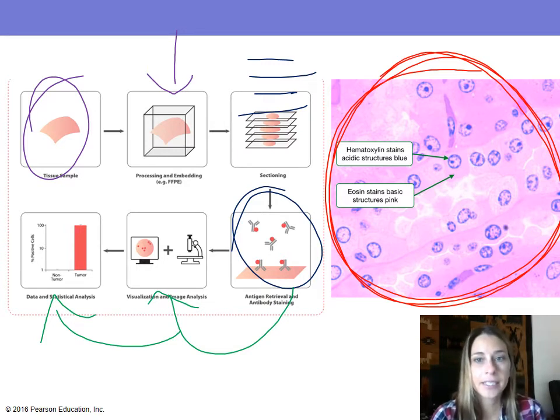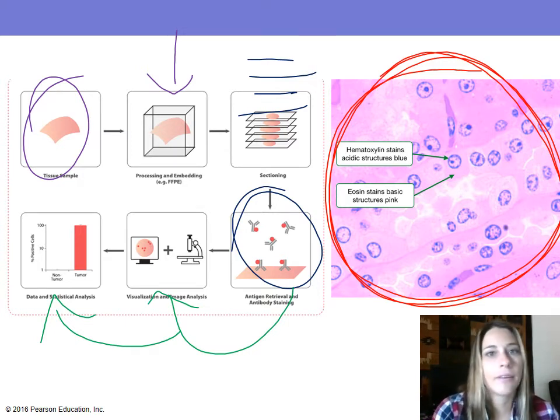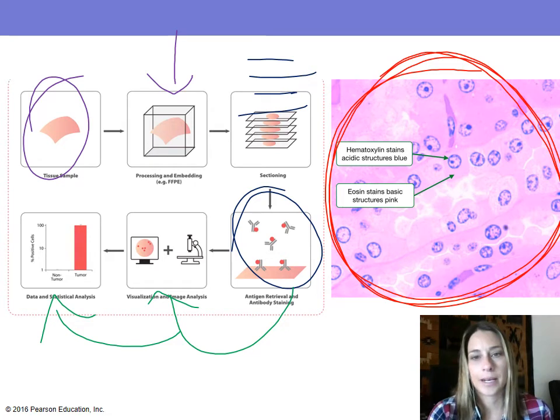Okay, so this is eosin and hematoxylin stains. So an H and E stain is what they are. They're relatively inexpensive. You can run it pretty quick. Everybody does it. So an H and E stain works like this.